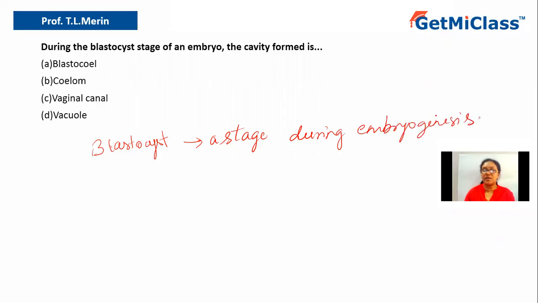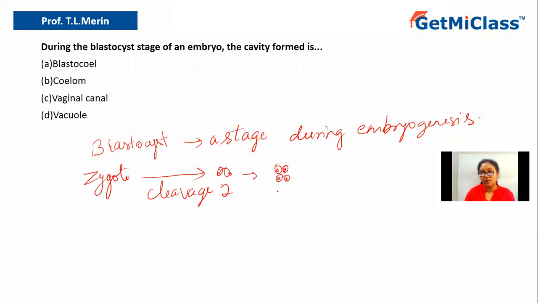And how does the embryogenesis occur? From the zygote. Once the egg gets fertilized, we have a zygote, and this zygote undergoes a stage called cleavage. During cleavage you get various stages of the growing embryo. The first one will be the 2-cell stage, then the 4-cell stage, then the 8-cell stage.